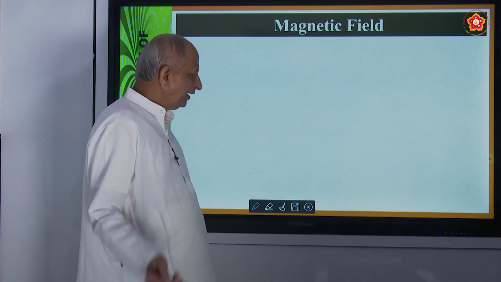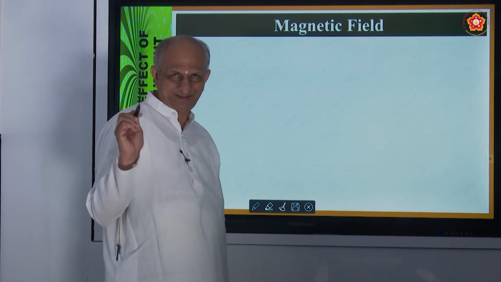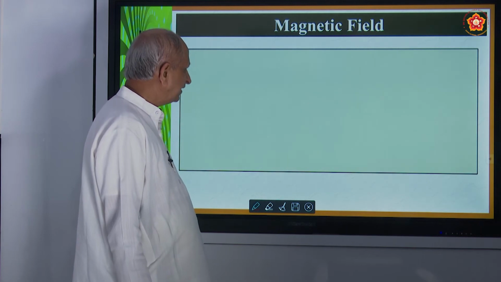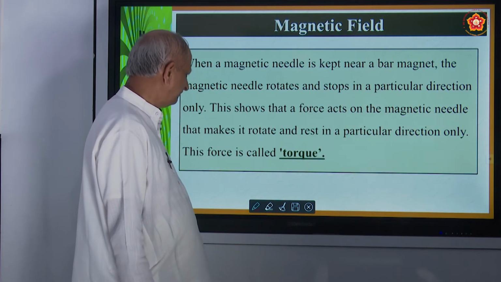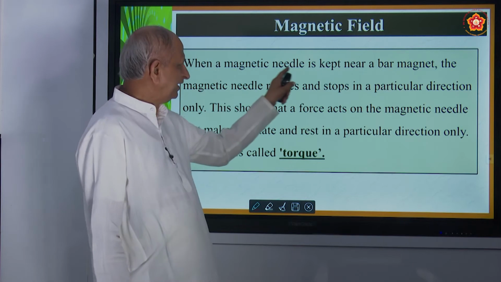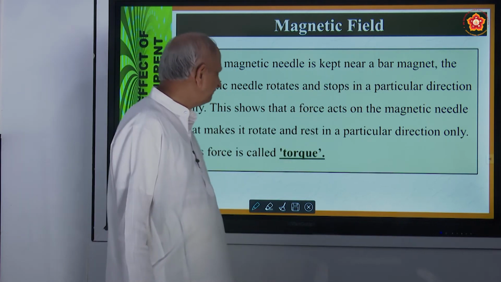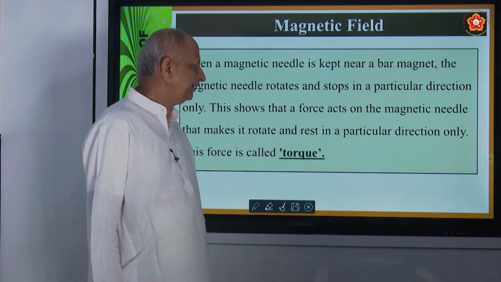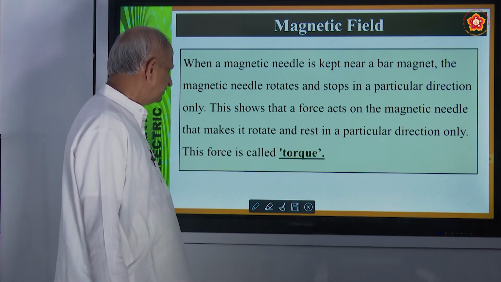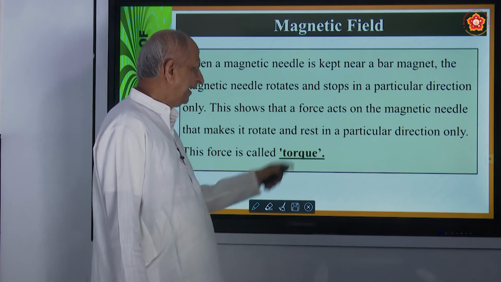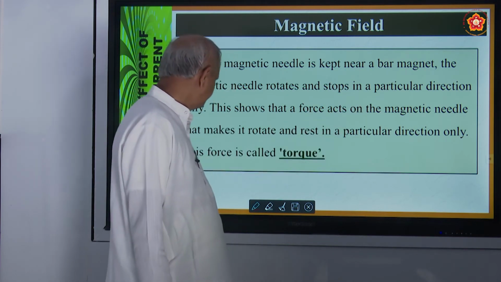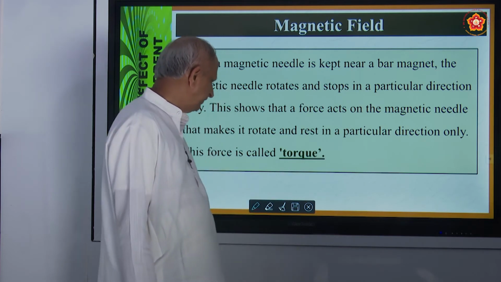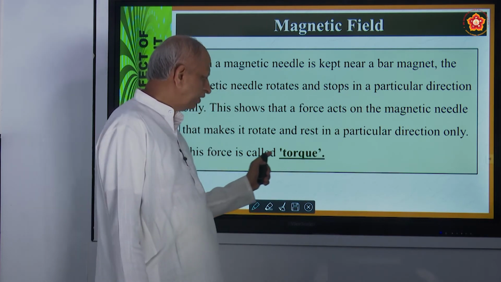Now, why does it do so? Let us see. That is because of a field around a magnet, which is called the magnetic field. So, when a magnetic needle is kept near a bar magnet, the magnetic needle rotates and stops in a particular direction. This shows that a force acts on the magnetic needle, and that makes it rotate and rest in a particular direction only. This force is called torque.